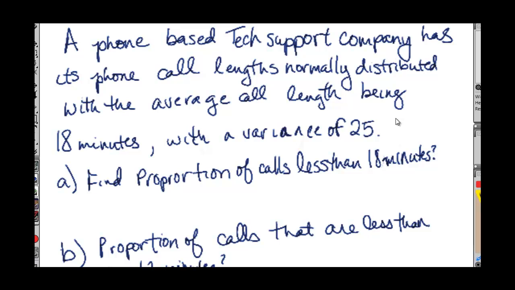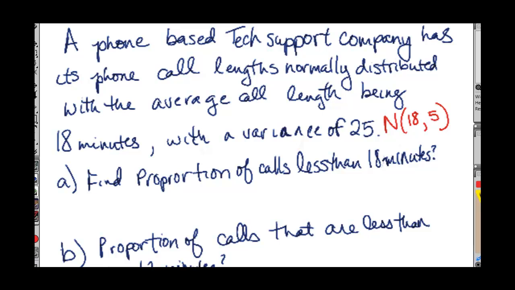Today we're going to be looking at a more advanced Z-score problem, a normal distribution problem. Here we have a scenario in which a phone-based tech support company has its phone call lengths normally distributed, with the average call length being 18 minutes and a variance of 25. So the parameters of this normal distribution are a mean of 18 minutes, and we have to square root that 25 to get the standard deviation of the population.